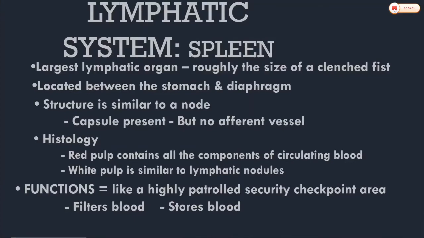We also have the spleen, the largest lymphatic organ, roughly the size of our clenched fist, and it is located between the stomach and diaphragm. Structure is similar to a node. Capsule is present but no afferent vessel. Histology: red pulp contains all the components of circulating blood, while white pulp is similar to lymphatic nodules.